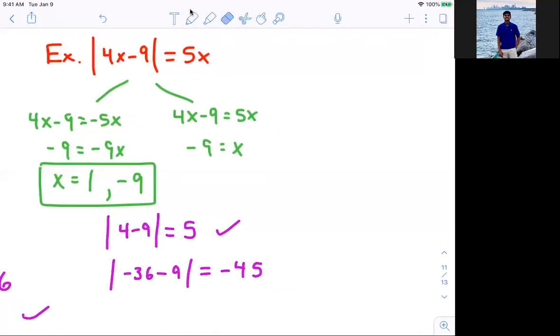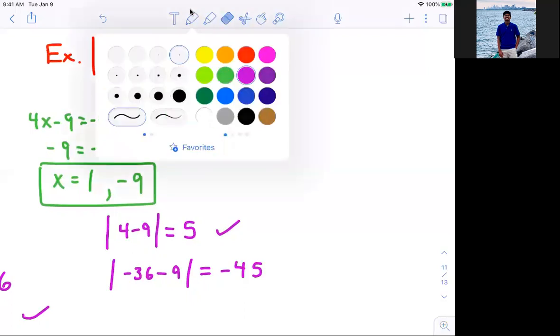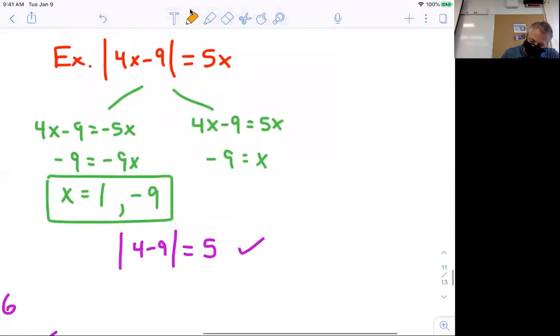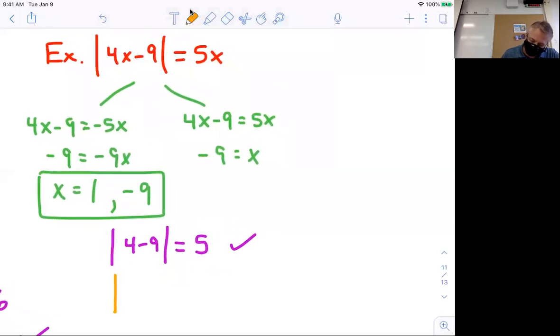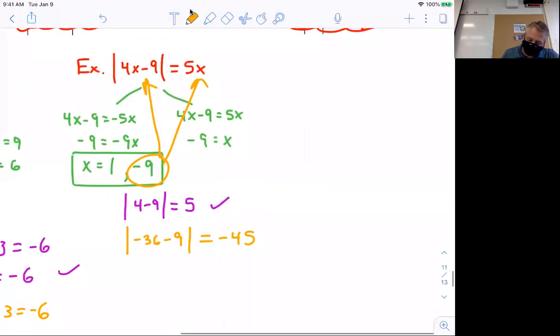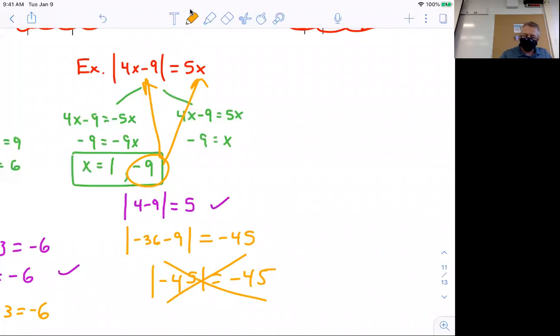I don't understand. How is it negative 45? I thought it was equal to 5. Let me rewrite that, and I'm going to write it in another color, but you're correct. So it's 4 times negative 9 is negative 36 minus 9. And we're trying to see if it's equal to, I plug negative 9 in here and here. But that is not true because the absolute value of negative 45 is not negative 45. Therefore, negative 9 is an extraneous solution.